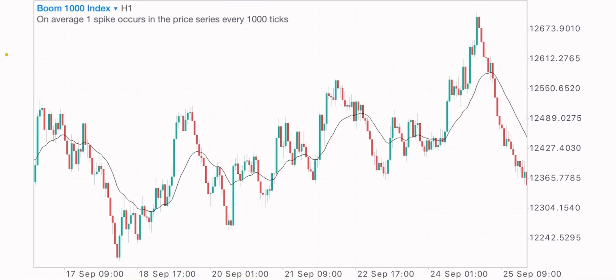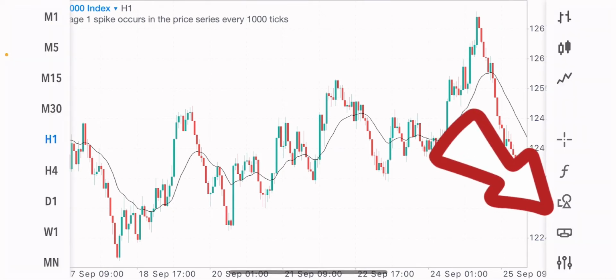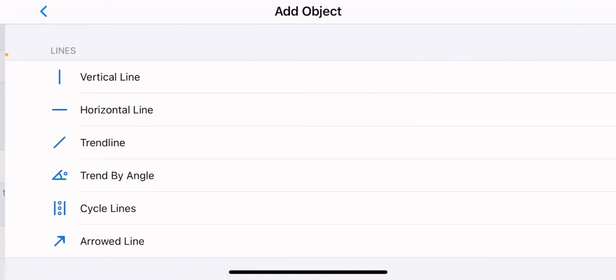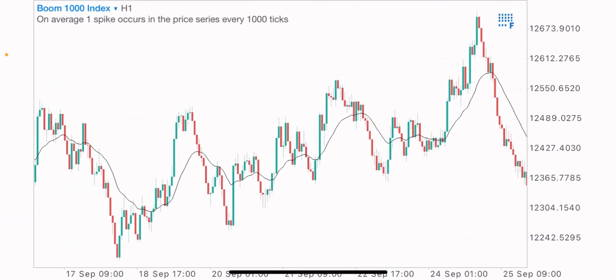Hey guys, so in this video I'll be showing you how to use the Fibonacci retracement tool very well. First of all, let me show you how to plot the tool in your chart. You just tap your screen, come to this object, then add objects, then scroll down and look for Fibonacci retracement. So this is the first step.